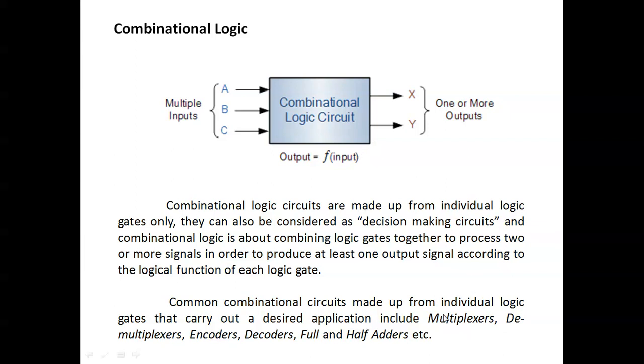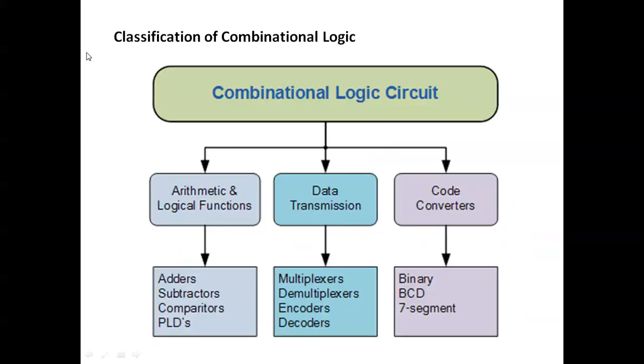Examples of combinational logic circuits are the multiplexer, demultiplexer, encoder, decoder, full adder and half adder. Everything here is an example of a combinational logic circuit. This is the output function of a combinational logic circuit: the output F is a function of the input. Next, the classification of combinational logic circuits.